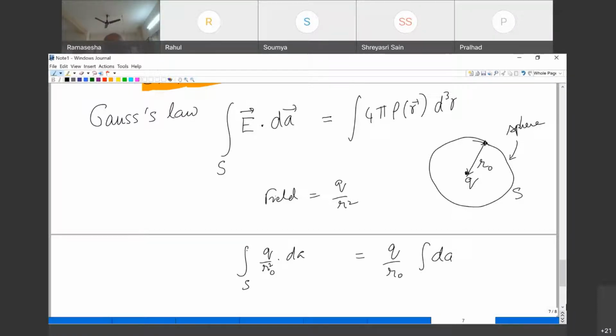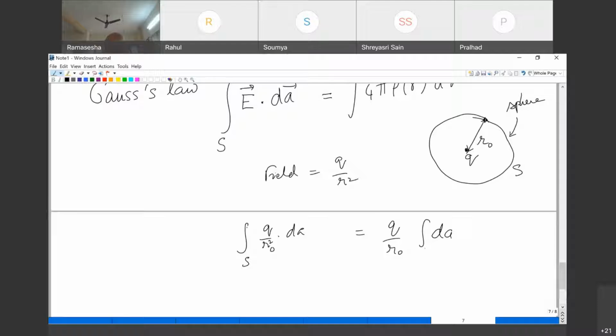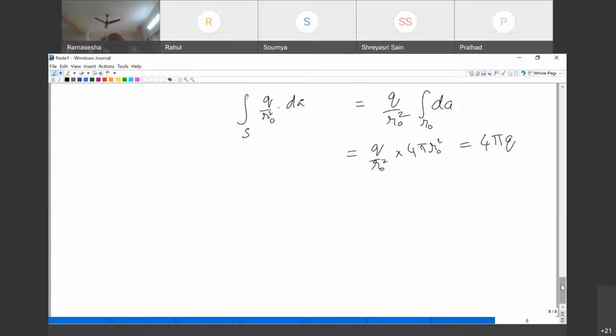And what is the surface area of a sphere of radius r naught? 4 pi r naught squared. So that is Q by r naught squared into 4 pi r naught squared, and you get this equal to 4 pi Q. So Q was the charge inside. You can actually generalize it, and that is Gauss's law: the integral of E dot dA is equal to 4 pi times the total charge inside the system.